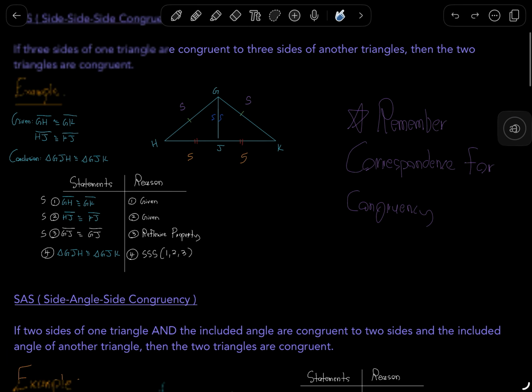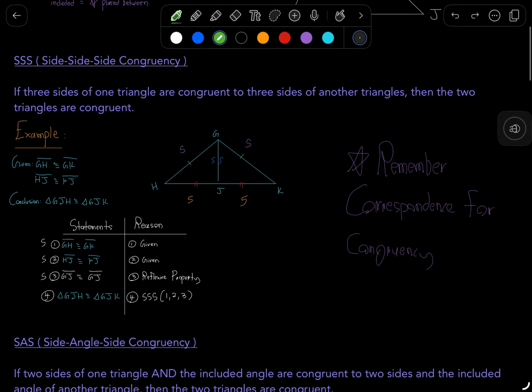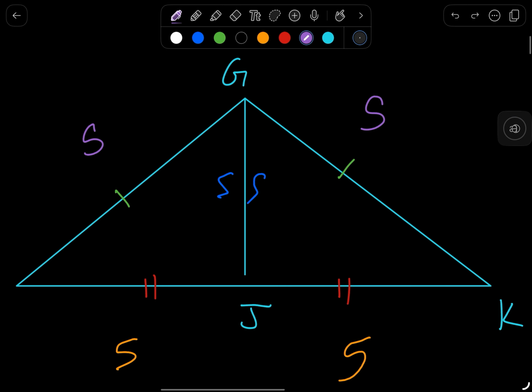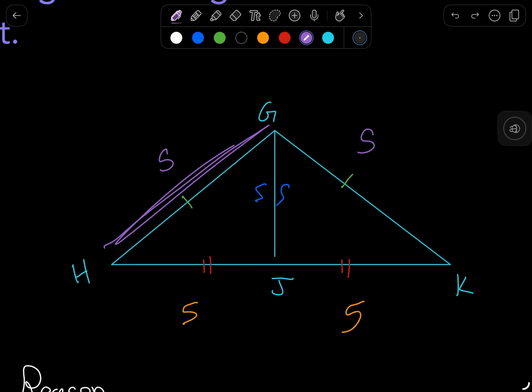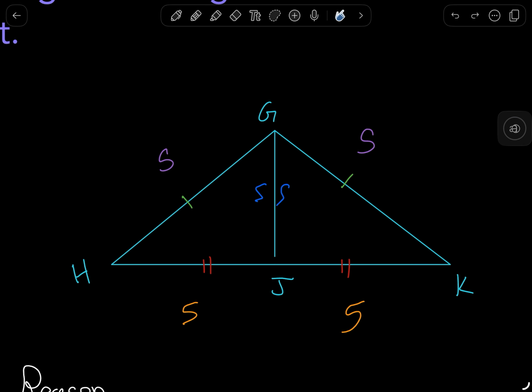An important thing to touch on before we move on to the next one is remember that correspondence is important for congruent figures. What that means is if you're trying to use SSS, make sure you prove that, for example, HG is congruent to GK, not that HG is congruent to GJ. That doesn't make sense. Neither does HG being congruent to JK make sense. Make sure they are corresponding. That's the only way you can actually use these triangle congruencies here.